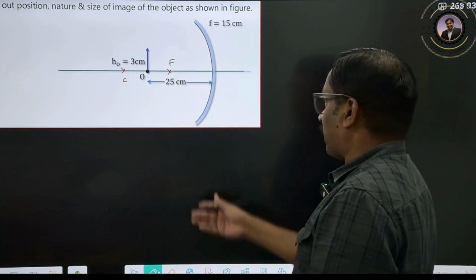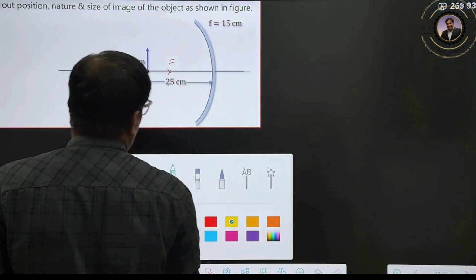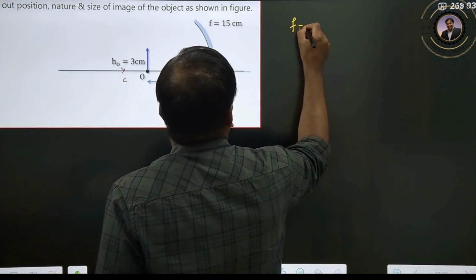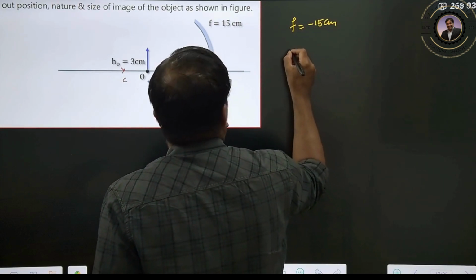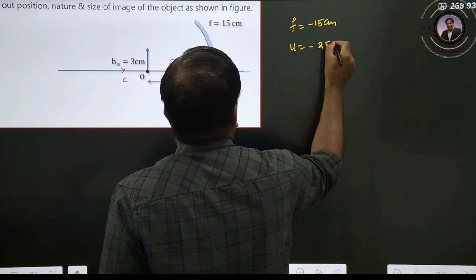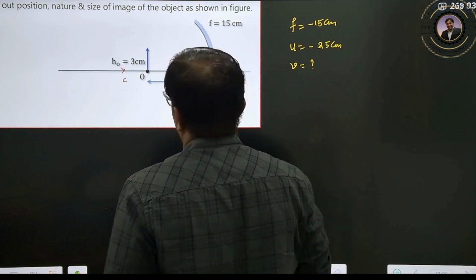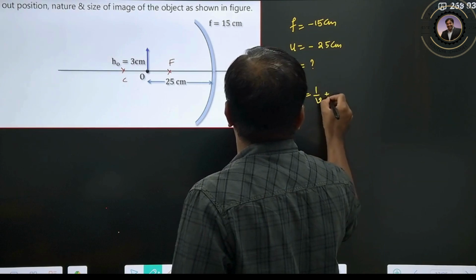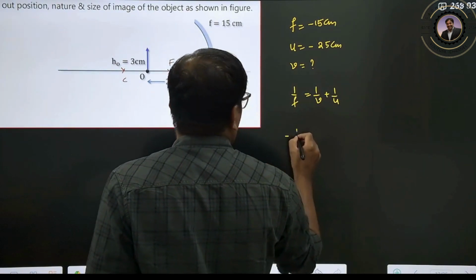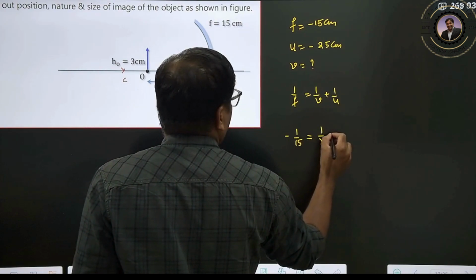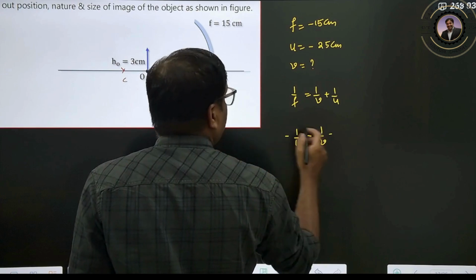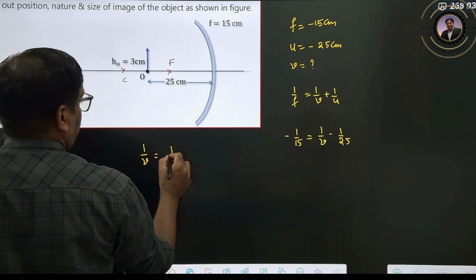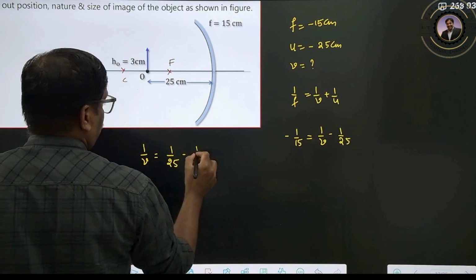Clear? If options are given, you can find it directly. But if you want to calculate the image distance, we have to find it now. Focal length is minus 15 centimeter. Object distance is minus 25 centimeter. So 1 by f is equal to 1 by v plus 1 by u. Minus 1 by 15 equals 1 by v minus 1 by 25. So 1 by v is equal to 1 by 25 minus 1 by 15.